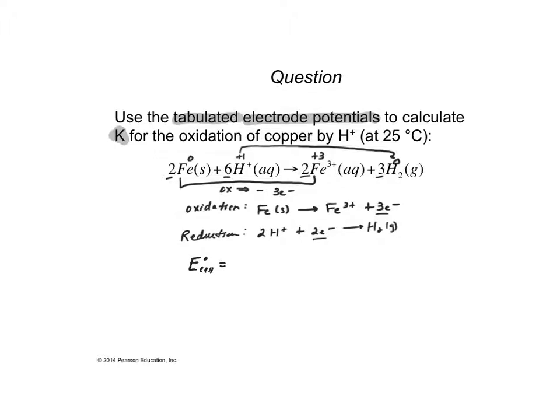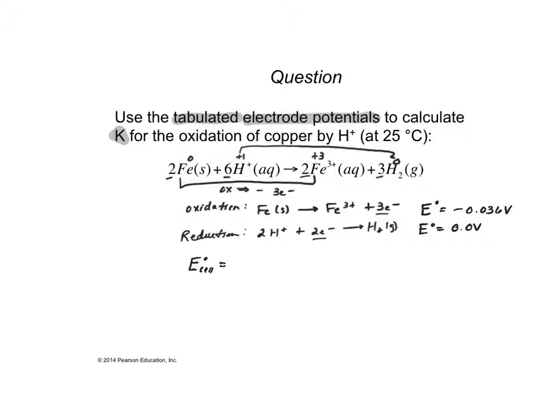Okay, so then all we have to do is go into our table and find these half reactions, right? So we have iron going to iron 3 plus 3 electrons. What we'll find in the table is Fe3+ plus 3 electrons going to make Fe solid. That has a reduction potential of minus 0.036 volts. And then in our table, protons gaining electrons going to hydrogen. That is our standard hydrogen electrode. So it has a potential of 0 volts.